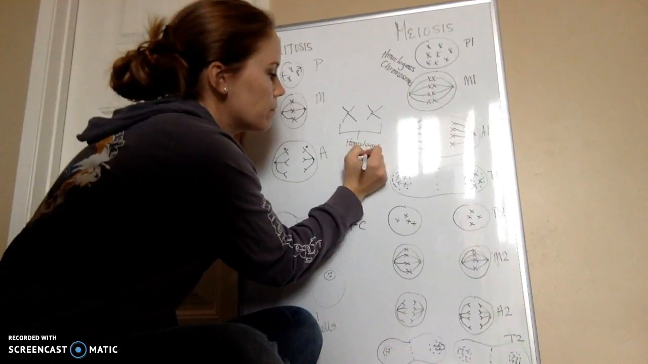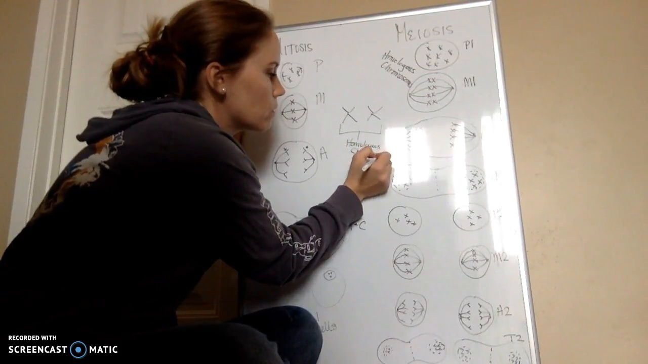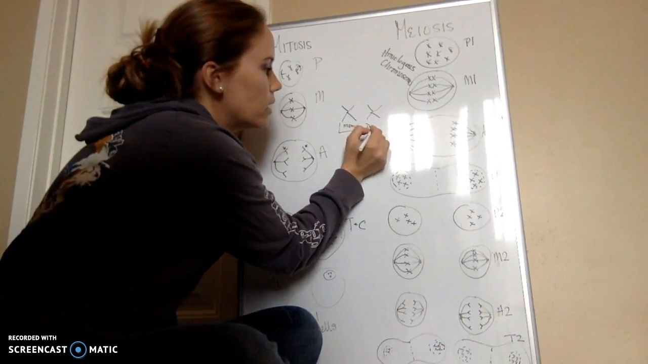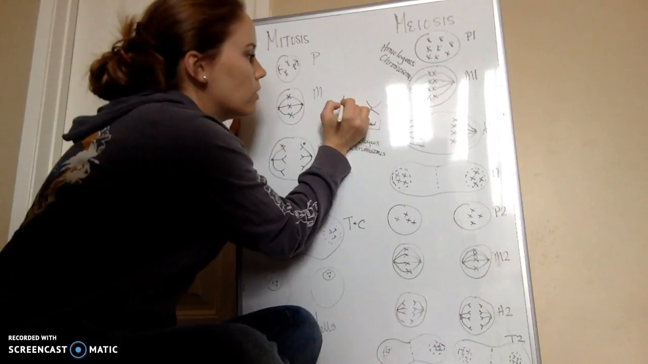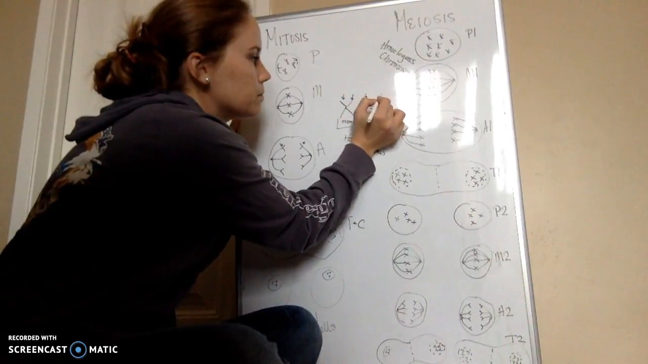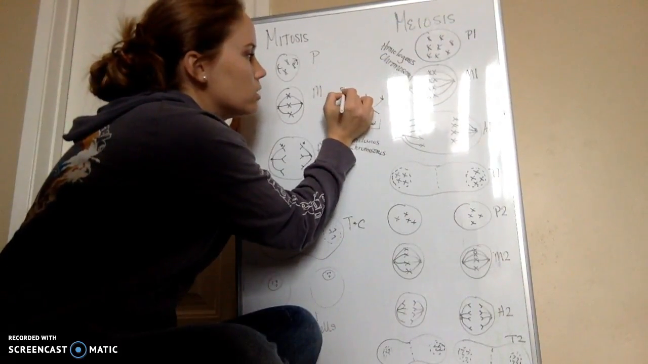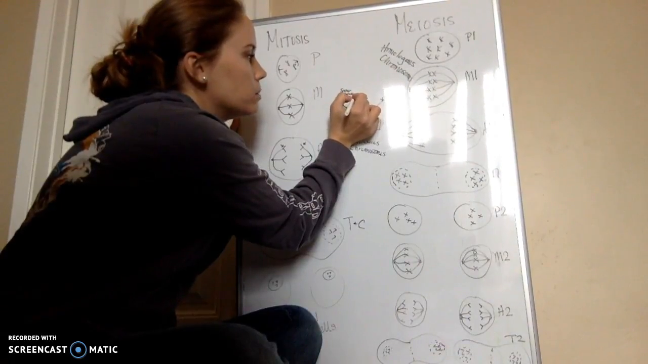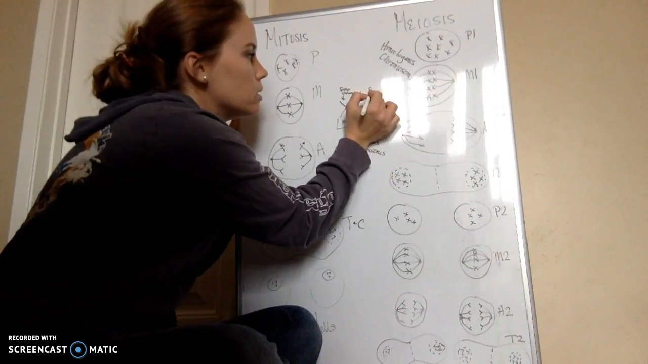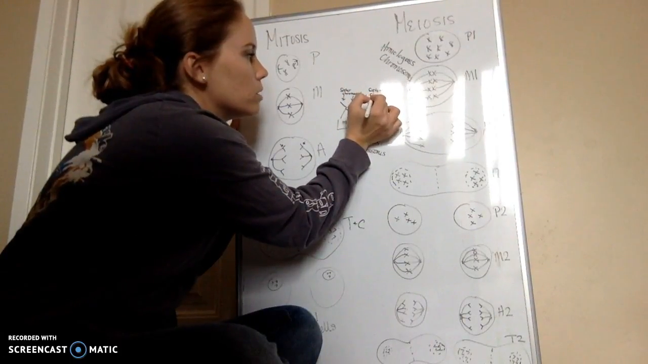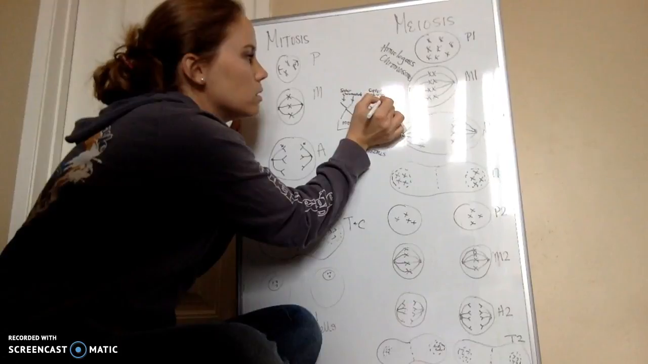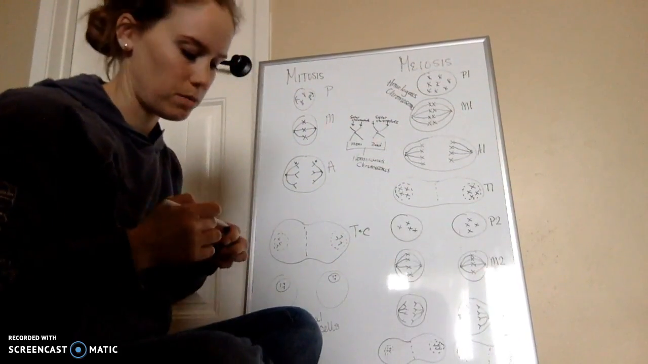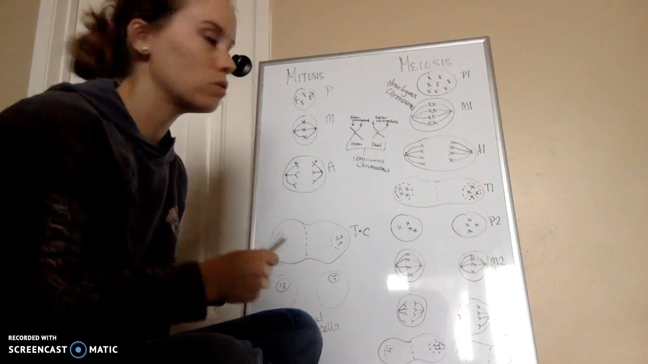So this would be like the mom and the dad. Then each of these are called a sister chromatid to each other. Okay, so mom is made up of 2 sister chromatids, and dad's chromosome is made up of 2 sister chromatids. Okay, so I hope that clears that up. Make sure you understand the difference of those, okay?